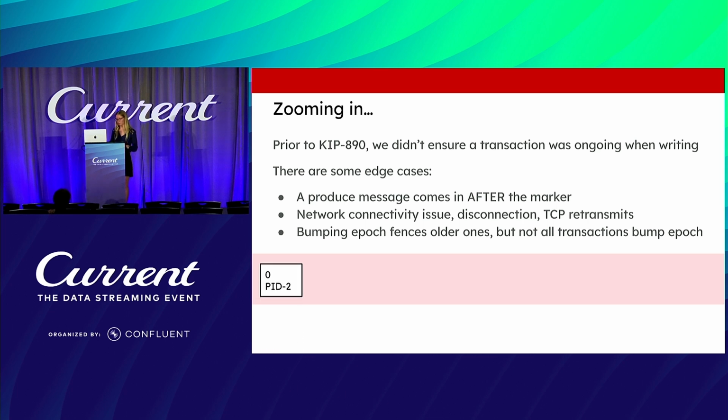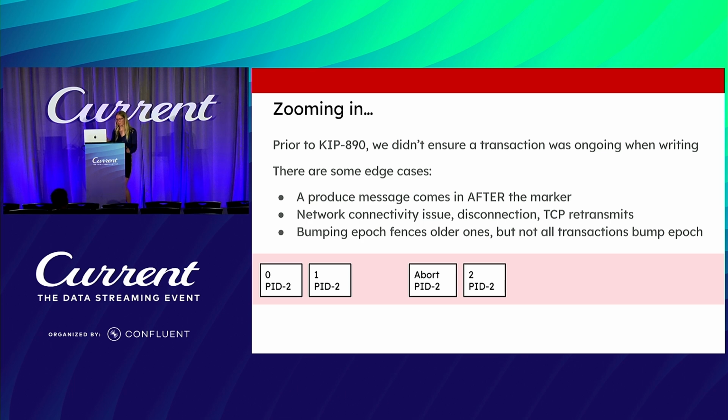So as a little example, we start our transaction with producer ID 2. We're writing. And maybe we encounter some network issue or some issue where this record didn't get written. And then the client decides to maybe abort the transaction. And then this message comes in late, coming in after this marker, and the coordinator didn't know about it. This is the case we were talking about with the hanging transaction.